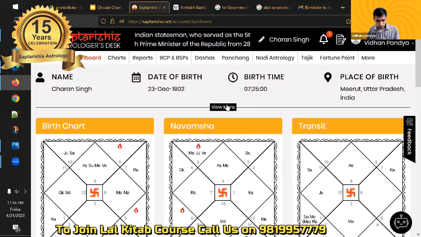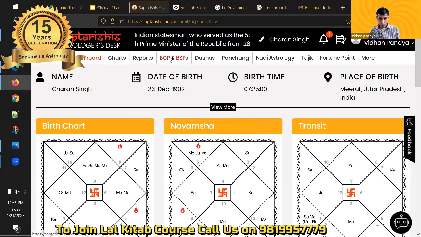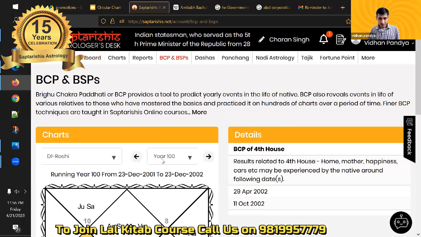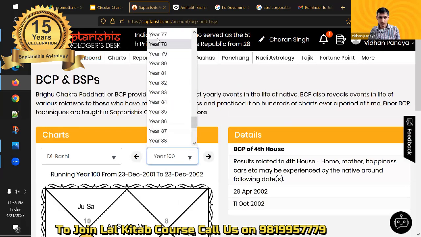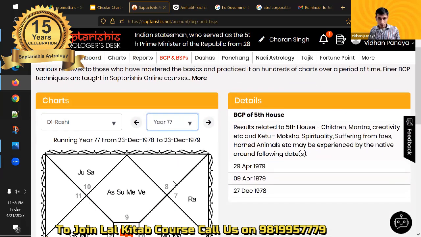So this is the chart of Chaudhary Charan Singh. Now he became the Prime Minister of India on 28th July 1979. 1979 will fall in the 77th year. So I'll repeat the date: 28th July of 1979 will fall under the 77th year.